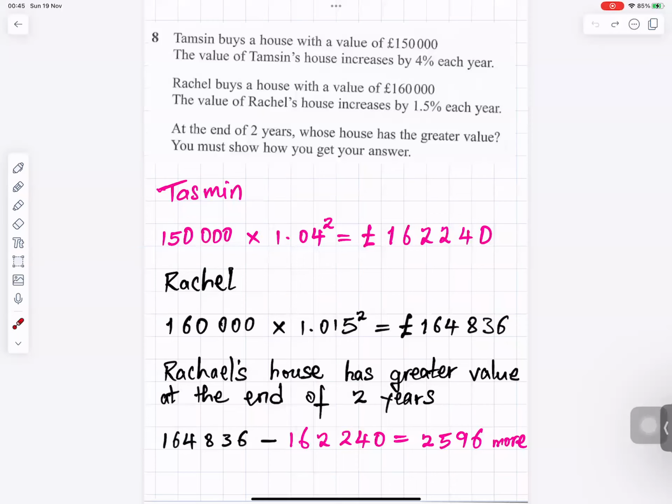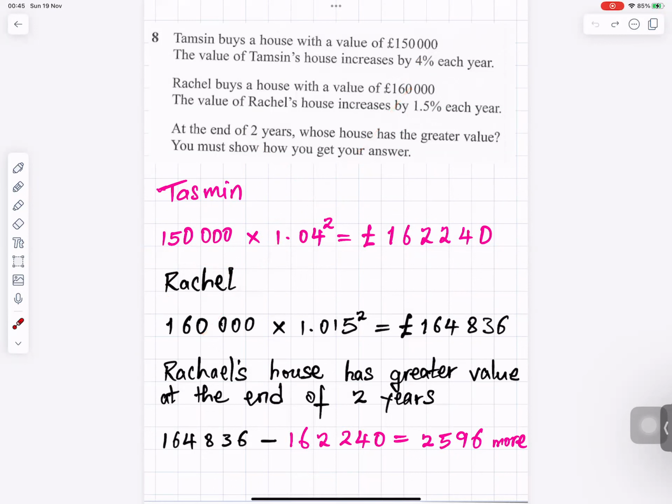So it's 4%. We get 1.04 for the multiplier. To get that multiplier, you add 100. So 4 plus 100 is 104. And you divide by 100. 104 divided by 100 is 1.04. That gives you the multiplier. The 2 is for the 2 years. So that gives you 162,240. And for Rachel, we do the same.